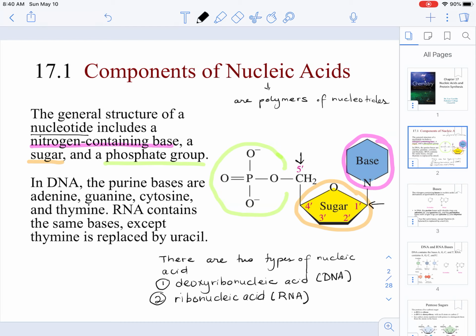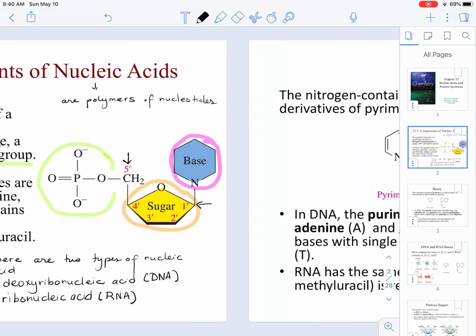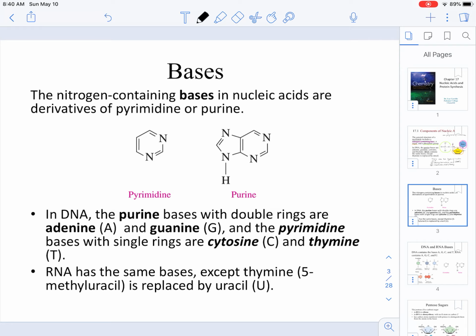So as you can see, in DNA, we are going to have nitrogen bases, these purine bases are going to be the different types of nitrogen bases. And RNA is going to have the same bases, it's just that one is different. And we're going to look at those in detail in the next few slides. So remember, nucleotides have a sugar, they have a nitrogen base, and they have a phosphate.